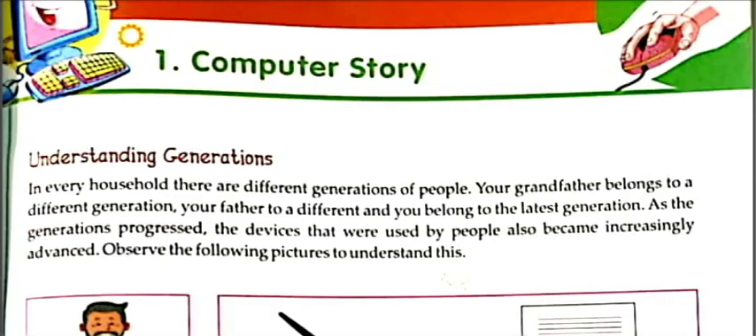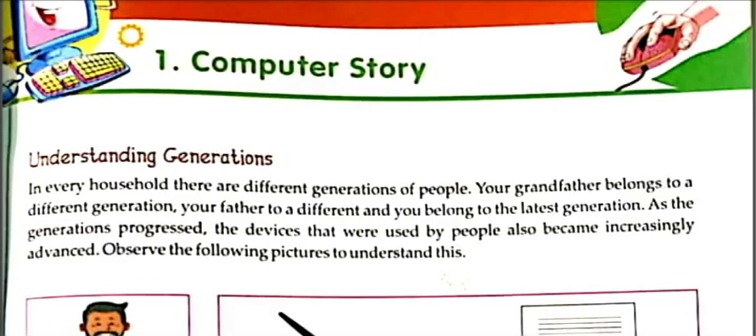Before starting this story, I will discuss the meaning of generation. Generation means a period of time. In every house, there are different generations of people. Your grandfather belongs to a different generation, your father to a different generation, and you belong to a different generation. You belong to the latest generation. As the generations progressed, the devices used by people also became increasingly advanced.